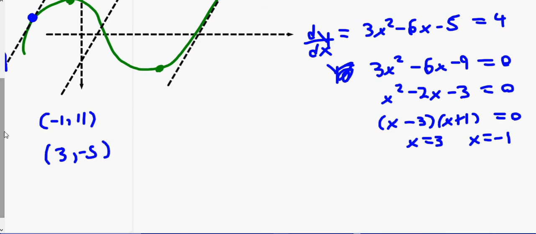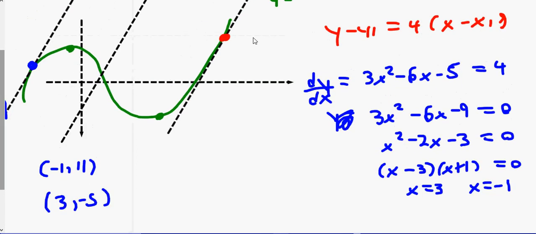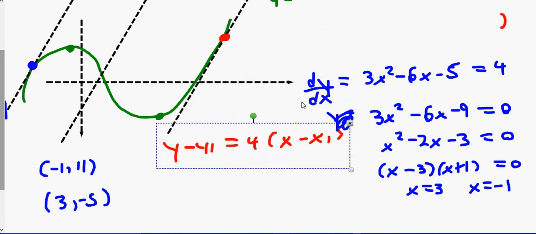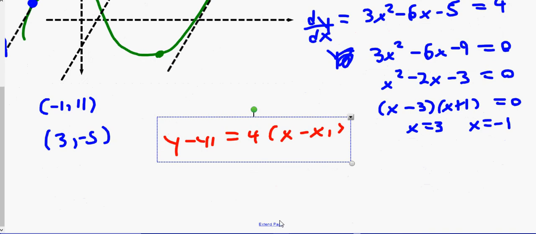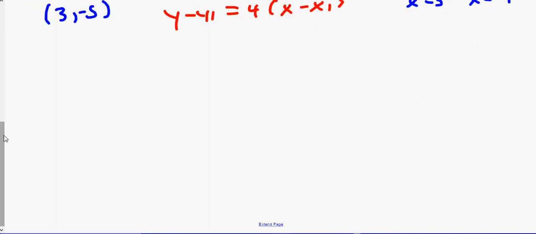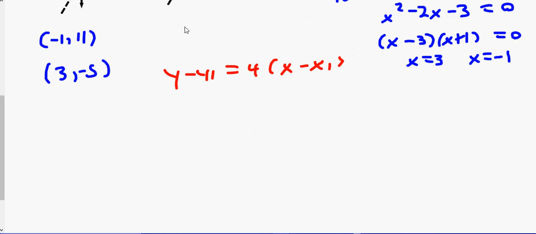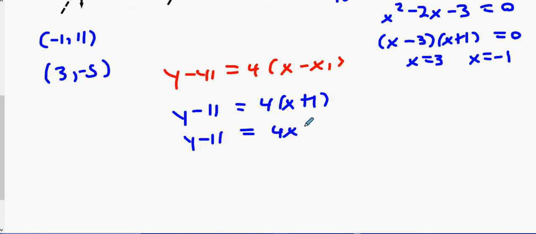Now, am I entitled to full marks? Yep. Why? See this red equation here? What do I have to do? I have to sub in the two different sets of numbers, okay? So the first one will be y minus 11 equals 4 into x plus 1. y minus 11 equals 4x plus 4. 4x minus y plus 15 equals 0. Your first answer. Your second answer is yes.